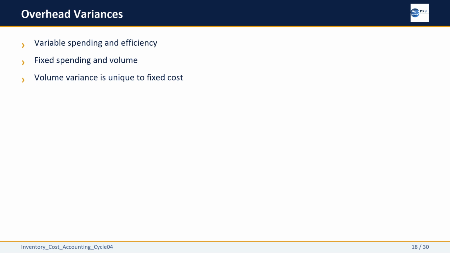Overhead variances are the most complex because you split variable from fixed. Variable overhead has a spending variance, actual versus standard rate, and an efficiency variance tied to the allocation base. Fixed overhead has a spending variance, actual versus budgeted, and a volume variance, budgeted versus applied. That volume variance is unique to fixed cost. It arises only because fixed costs are applied at a predetermined rate on budgeted volume. It turns favorable when actual production exceeds budget, spreading fixed cost over more units.